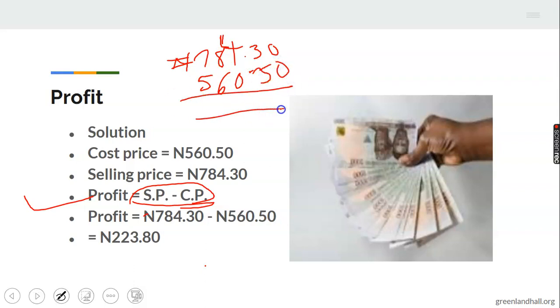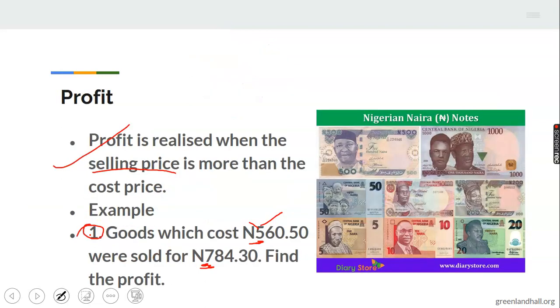516 naira 50 kobo. So let's take away 0, take away 0, 0. 3 take away 5, that's impossible. So you borrow 1 from 4 and bring it here. Your 4 remains 3. Now 13 minus 5, that's 8. We have our point here. 3 minus 0, that's 3. And then 8 minus 6, that's 2. And then 7 minus 5, that's 2. So we have 223 naira 80 kobo, and that's the answer we have here. So that is how we get it. That is the profit, the extra amount made from selling the goods that was bought.